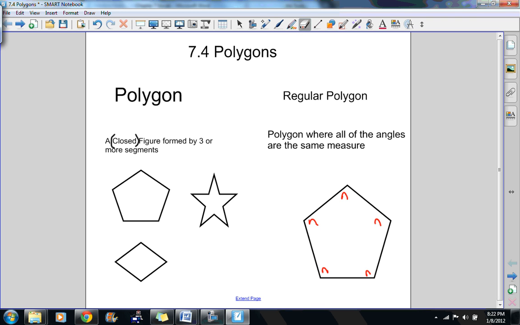Now, a regular polygon here, a regular polygon is all the angles have the same measure, and we know that all the sides are the same measure as well from our vocab. Meaning, whatever this value of n is, that means that all the angles are the same. This is what we call a pentagon, okay?